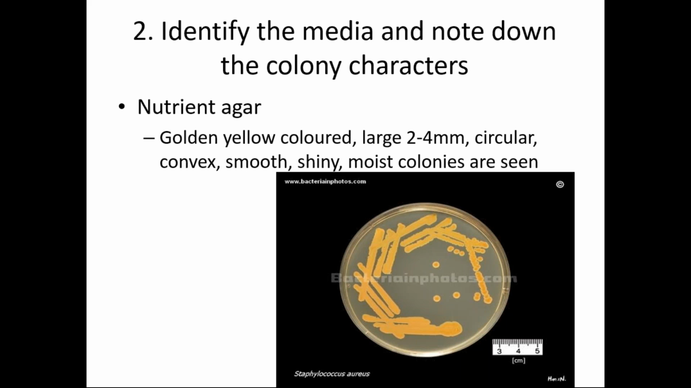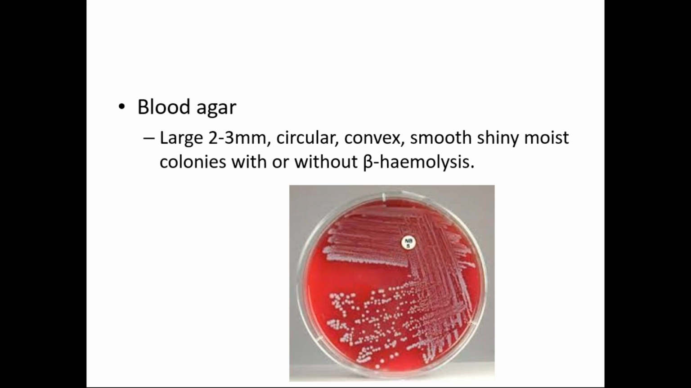Size 2 to 4 mm, circular, convex, smooth, shiny, moist colonies. So on nutrient agar, the characteristic colonies are golden yellow colored and moist. Next, blood agar: 2 to 3 mm, circular, convex, smooth, shiny, moist, with or without beta hemolysis. So the colonies may be hemolytic or non-hemolytic.